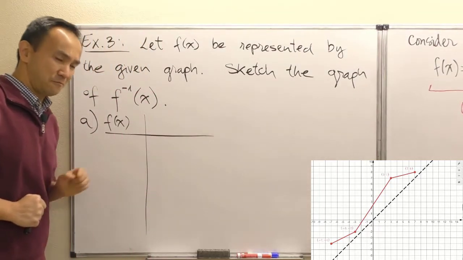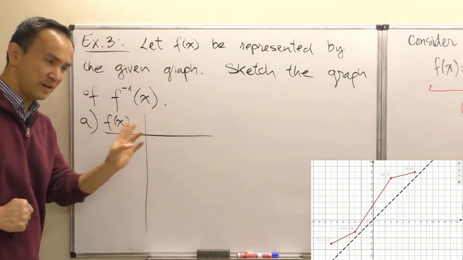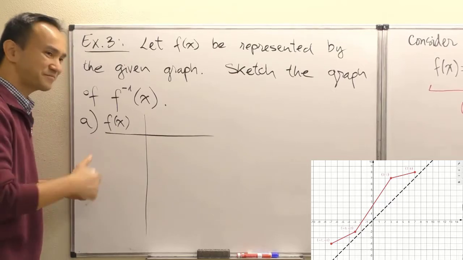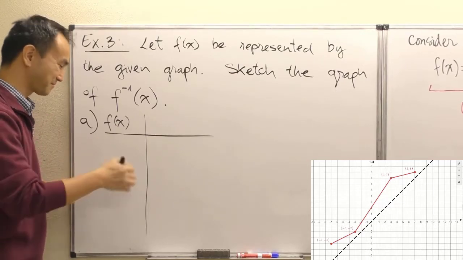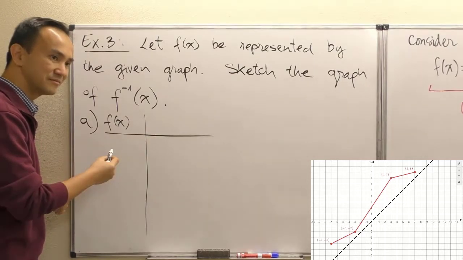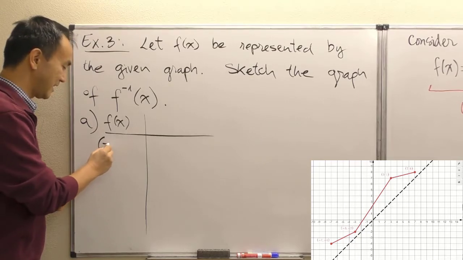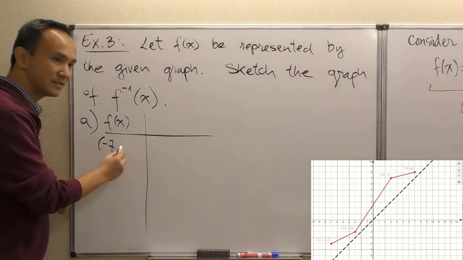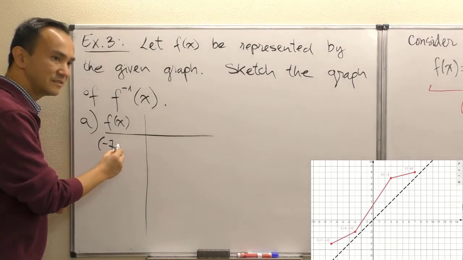All right, so the first guiding point from left to right, according to the picture, I am seeing is -7 and -4.